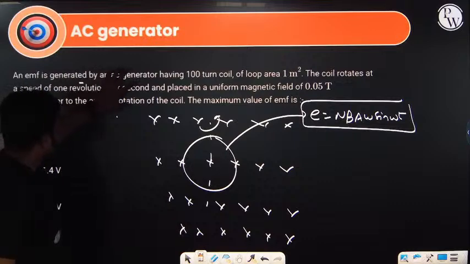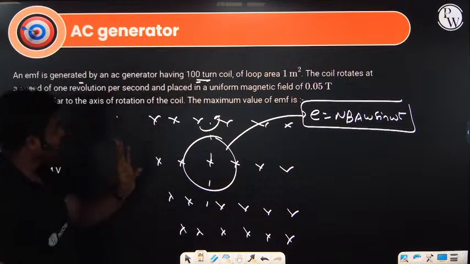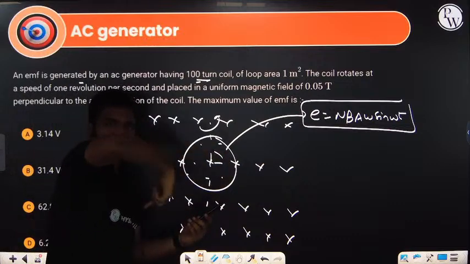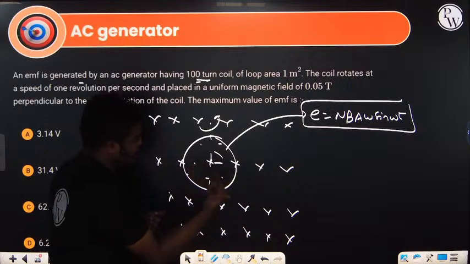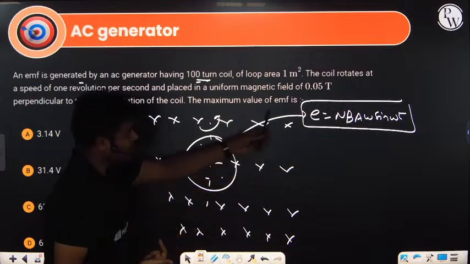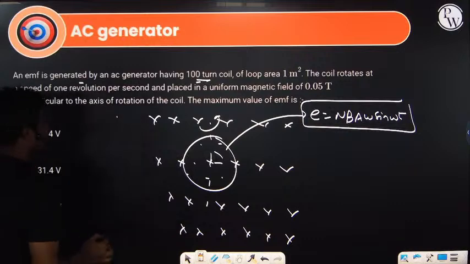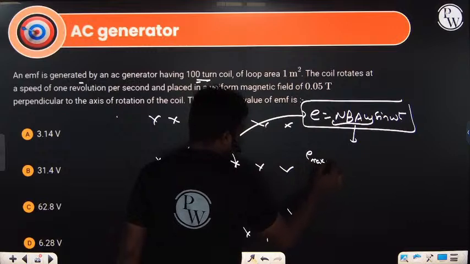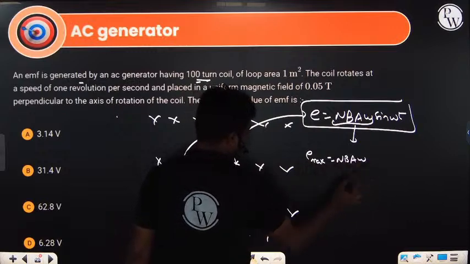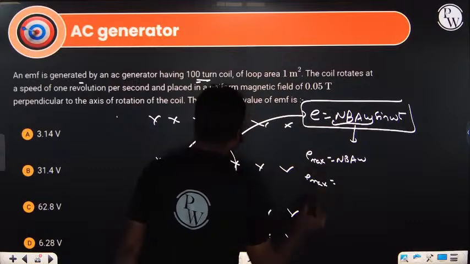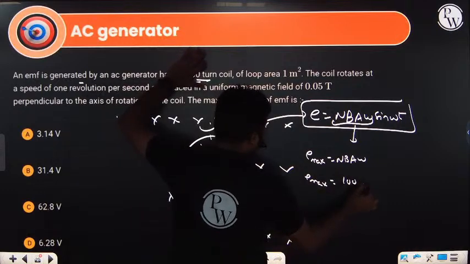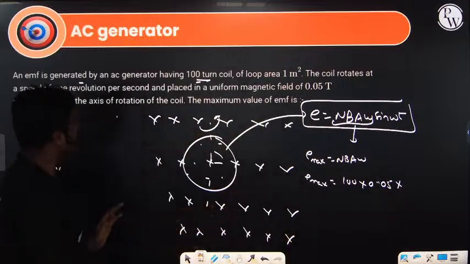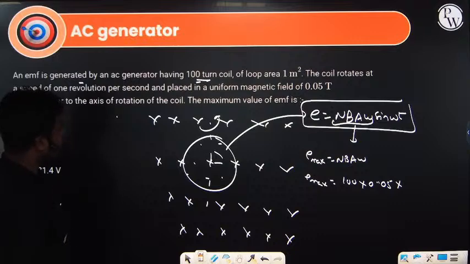An EMF is generated by an AC generator having how many turns? 100 turns. Loop area 1 meter square. When it is rotated in this manner, what is the induced EMF? We have NB omega sine omega t, and the maximum value is E max equals NBA omega. What is E max? Number of turns, 100, into magnetic field 0.05, into area. What is the area they have mentioned? 1 meter square. Right.